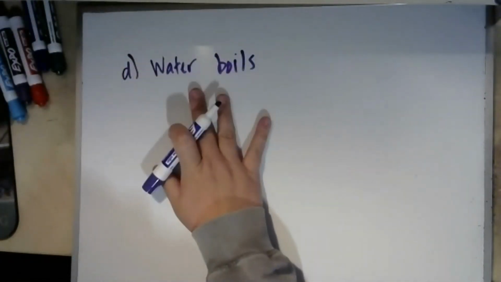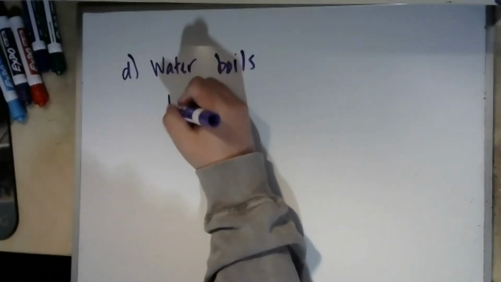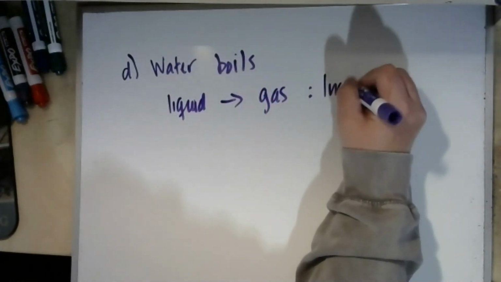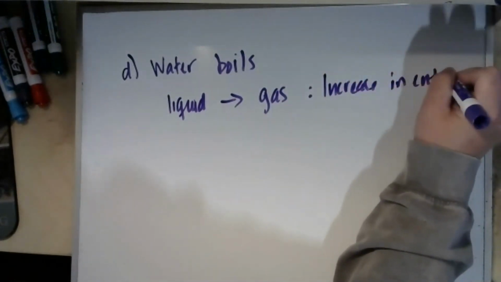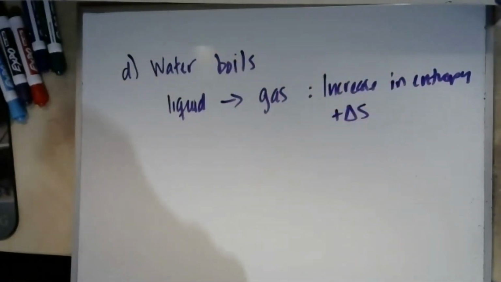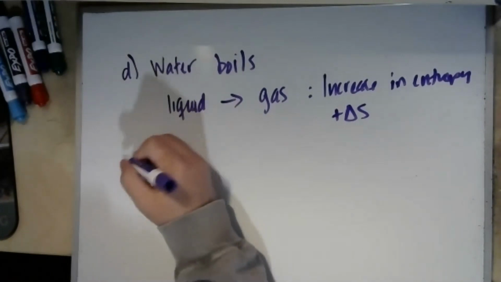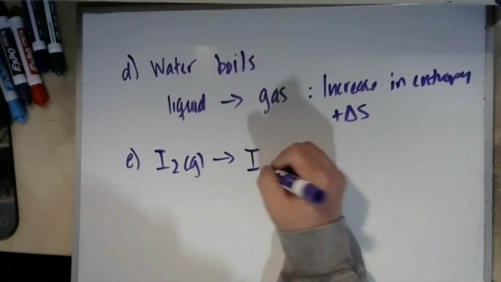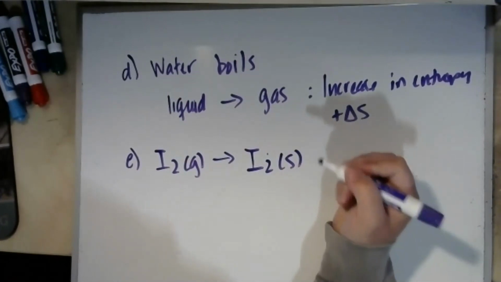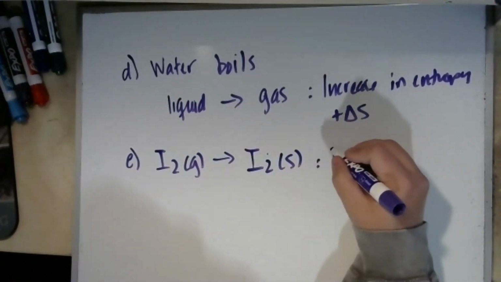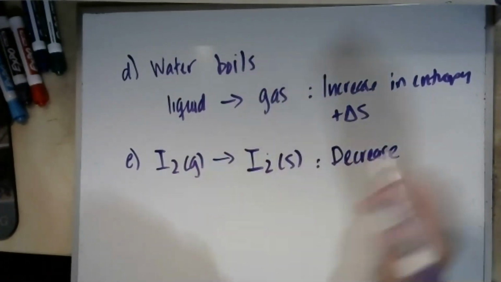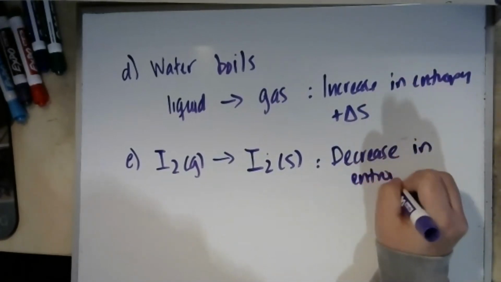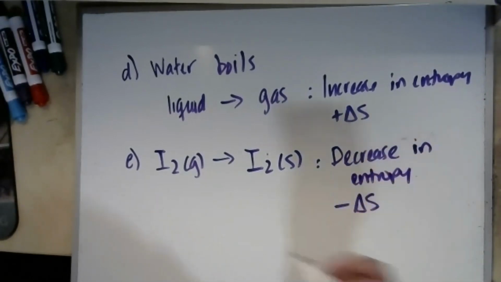Question D says that water is boiling. What's the process of water boiling? We're going from a liquid state to a gas state. That's describing an increase in entropy. So we'll have a positive delta S there. Choice E, we have gaseous iodine going to solid iodine. The entropy here decreases. So we're going from the gas state to the solid state. That will be a negative delta S value.